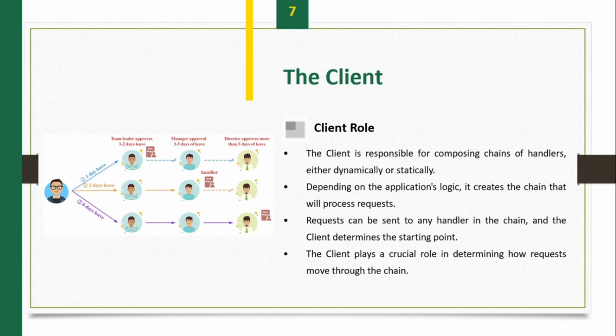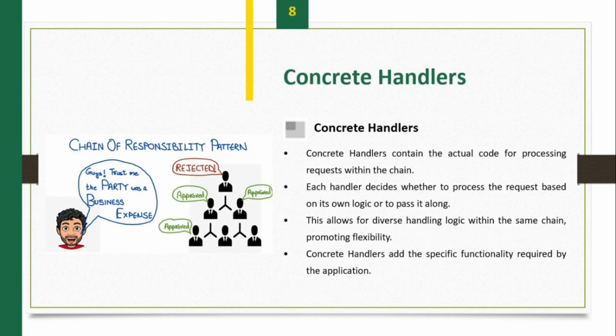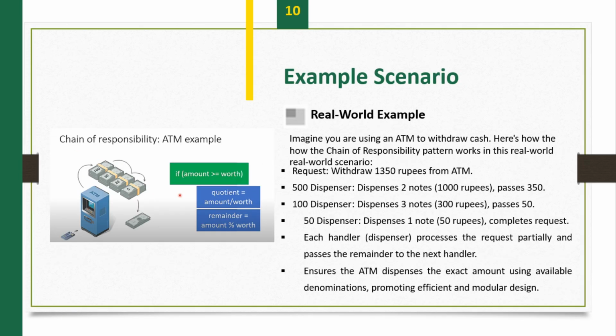Concrete handlers. The concrete handlers are the implementation classes within the chain of responsibility pattern. They contain the actual code for processing requests within the chain. Each concrete handler decides whether to handle a request based on its own logic. If it can handle the request, it does so. Otherwise, it passes the request along to the next handler in the chain. This flexibility allows for diverse handling logic within the same chain, as each handler can have its own unique way of processing.